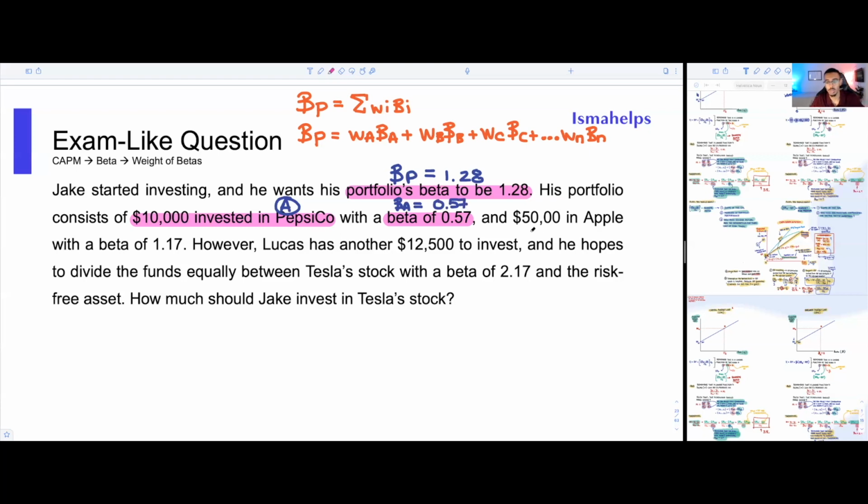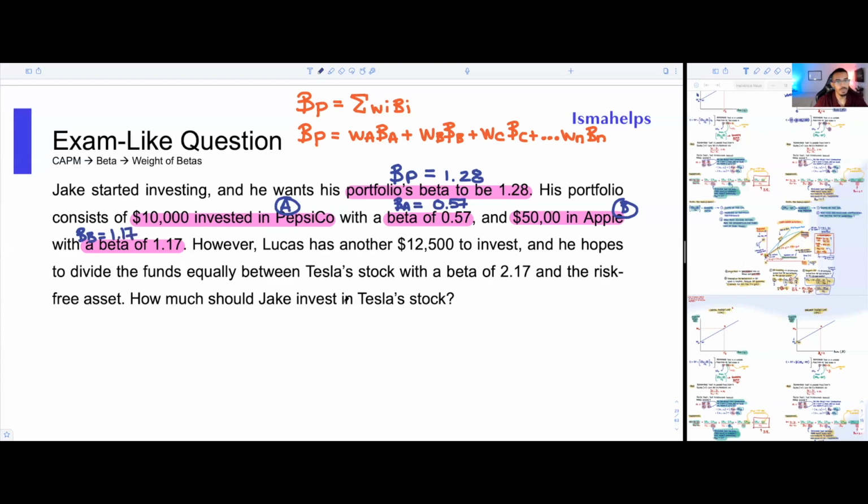Then we would also look through the question and it says $50,000 is invested in Apple, and Apple has a beta of 1.17. Let's go ahead and say that Apple can be coined as being B. And therefore, we would say that the beta of B is equal to 1.17.